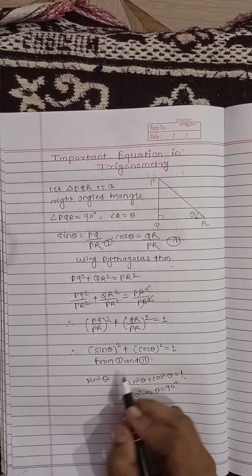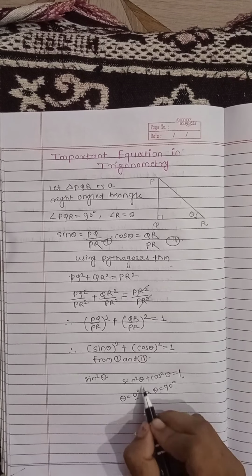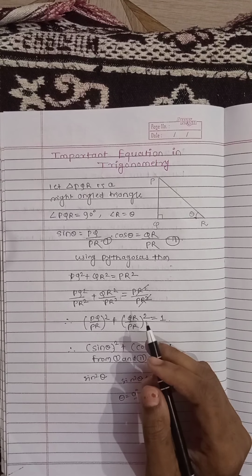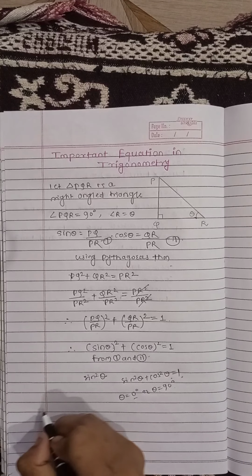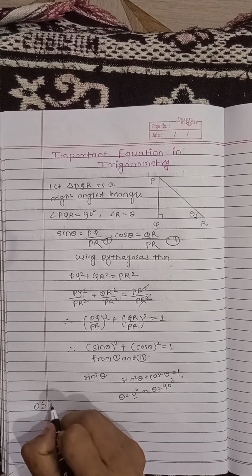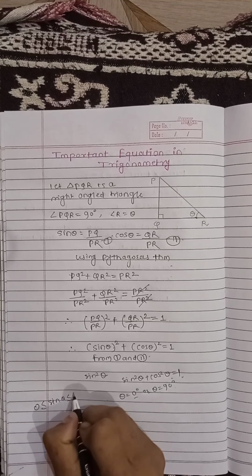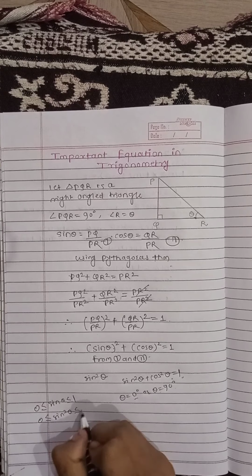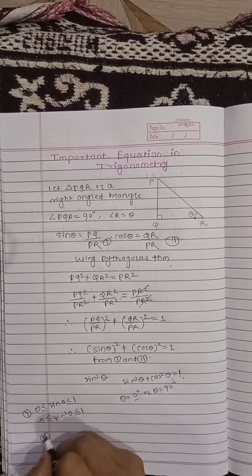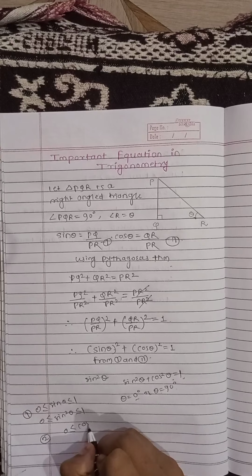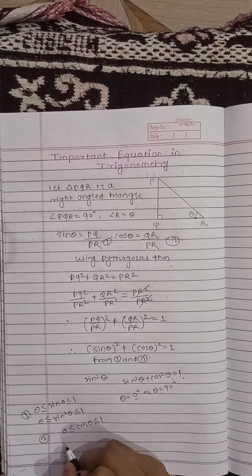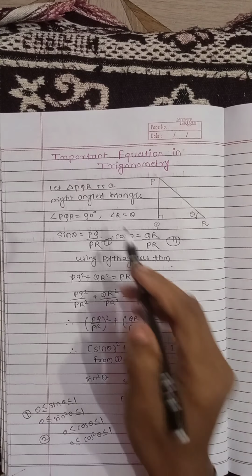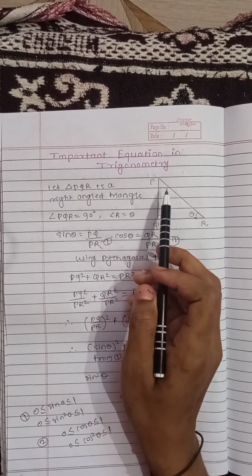Here, since the equation sin square theta plus cos square theta equals 1 is true for any value of theta, it is a basic trigonometric identity. Then 0 is less than or equal to sin theta is less than or equal to 1. Then we get 0 is less than or equal to sin square theta is less than or equal to 1 from 1. And second, 0 is less than or equal to cos theta is less than or equal to 1, and 0 is less than or equal to cos square theta is less than or equal to 1. So this is a very important trigonometric identity.